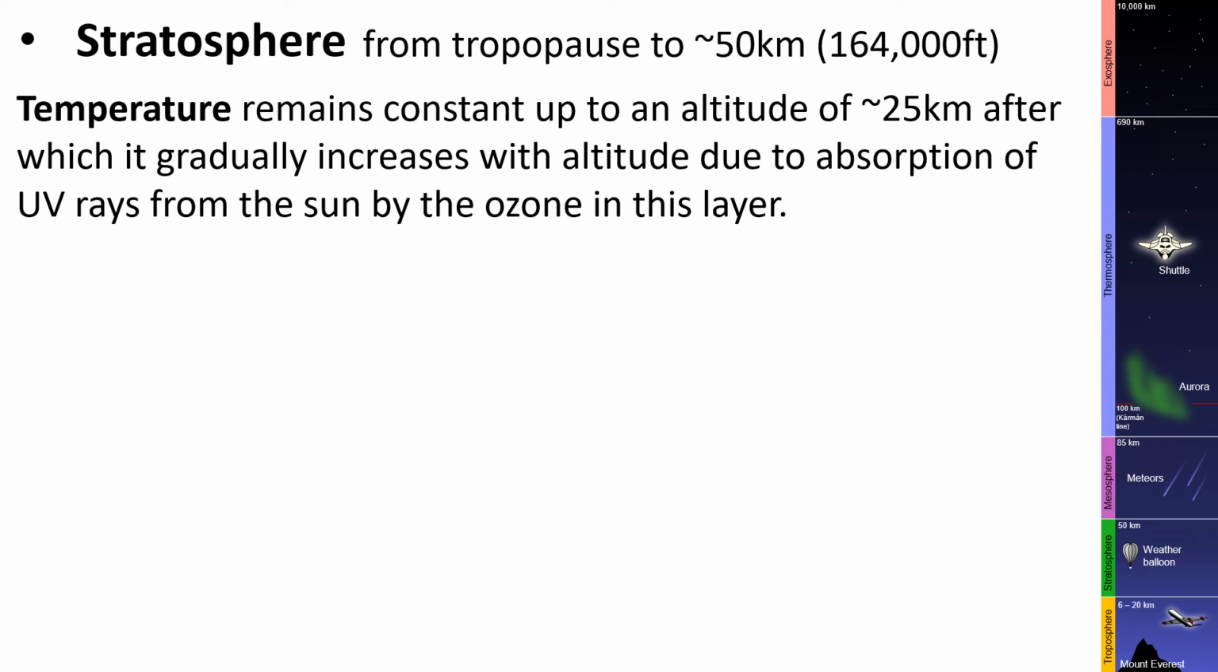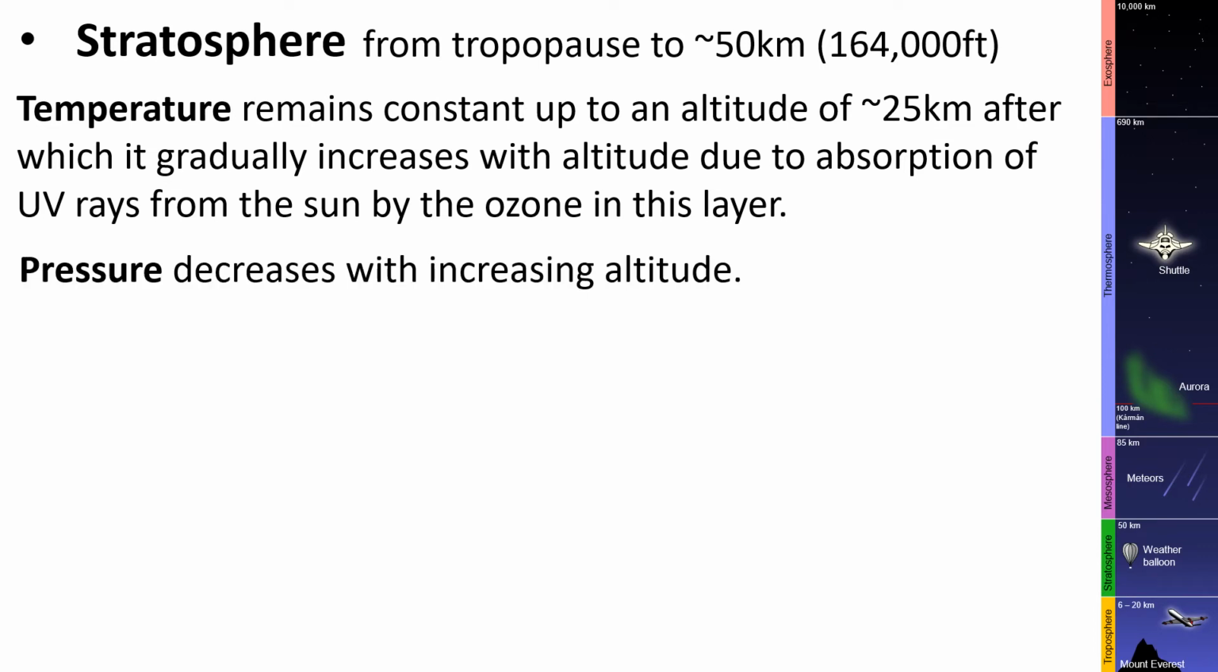Okay, we are also looking at the temperature and the pressure in the stratosphere. The temperature remains constant to an altitude of about 25 kilometers, and afterwards it gradually increases with altitude. So instead of decreasing, it will increase above 25 kilometer altitude. This is because of the absorption of the ultraviolet rays from the sun by the ozone in this layer, and that makes the temperature in that part of the stratosphere higher. The pressure, of course, decreases with increasing altitude.